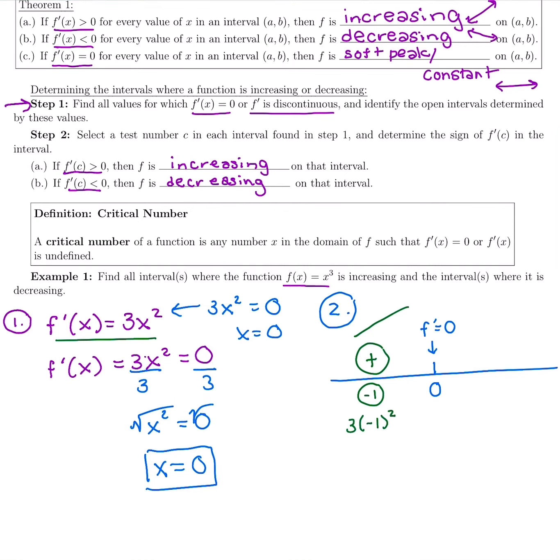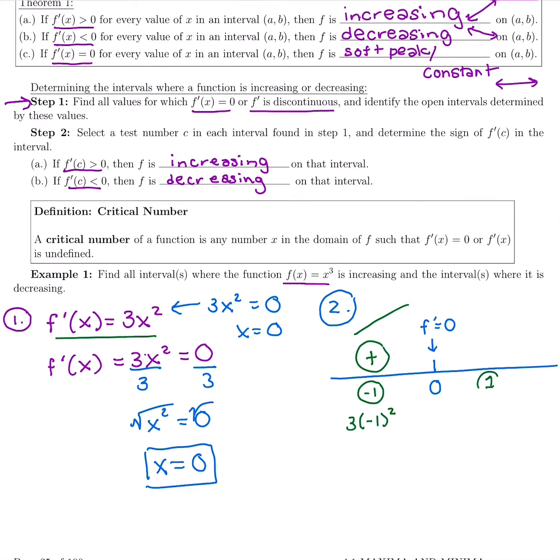After 0, I can plug in any test value I want to. Maybe I'll just plug in 1. And I'm always plugging into the derivative because the sign of the derivative tells me whether I'm increasing or decreasing. So the derivative is 3x squared. I'm going to do 3 times 1 squared. 1 squared is 1, times 3 is going to stay 3. It's going to be positive as well. So we went from a positive slope to a 0 slope to a positive slope.